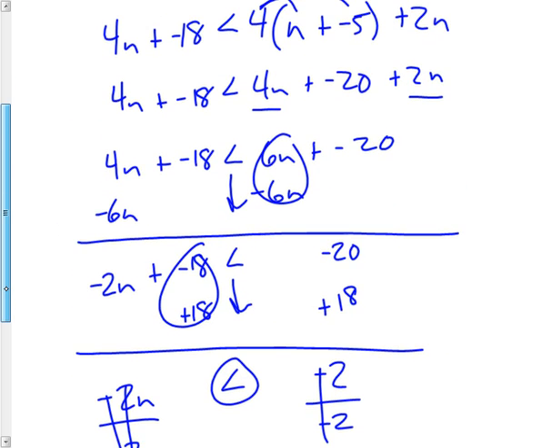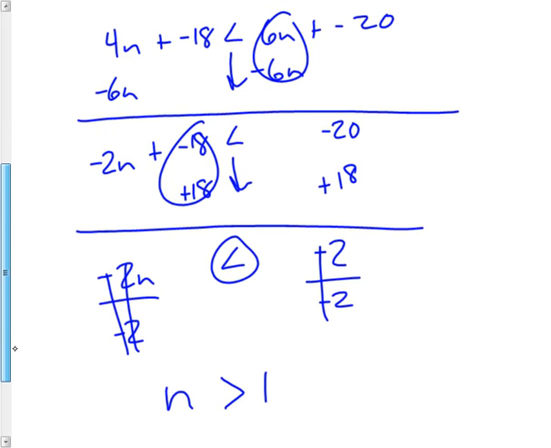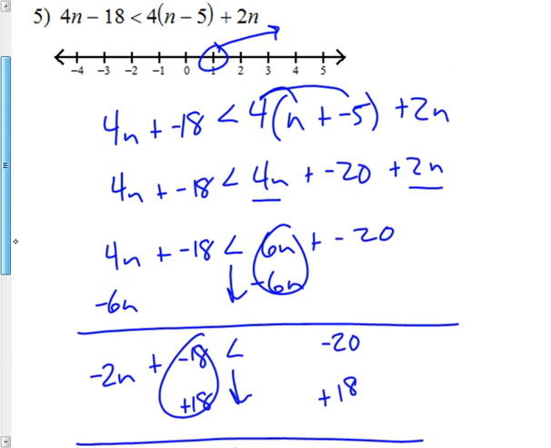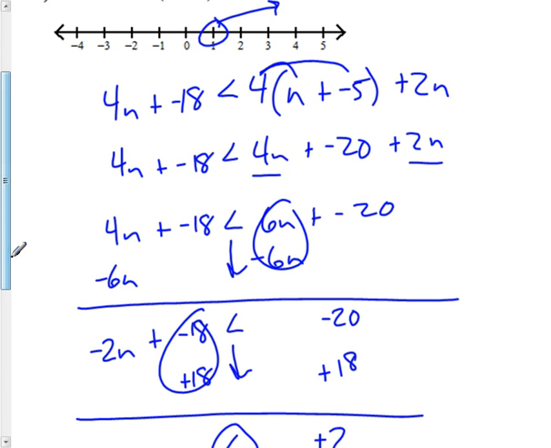Okay, so again, this is another example that I wanted to show you of a time where we would have to flip the symbol. You could have avoided this. Okay, remember what I did. I moved the 6n. 6n is greater than 4n. So if you would have moved the 4n, you would not have had to flip the symbol. So again, just kind of keep that in mind.